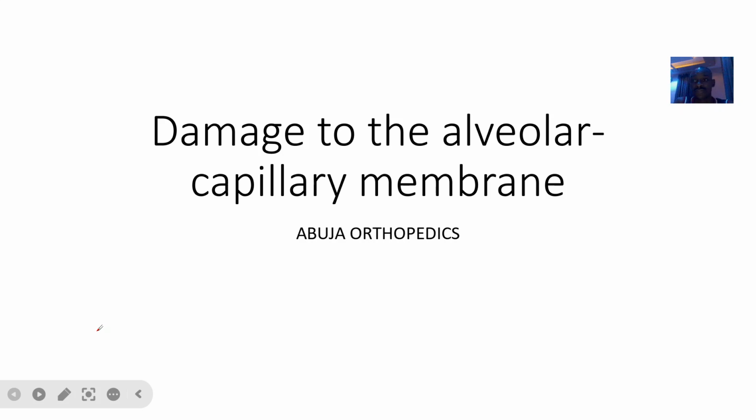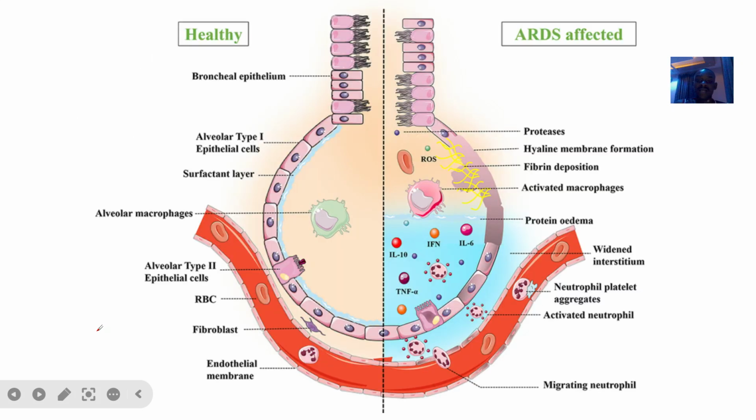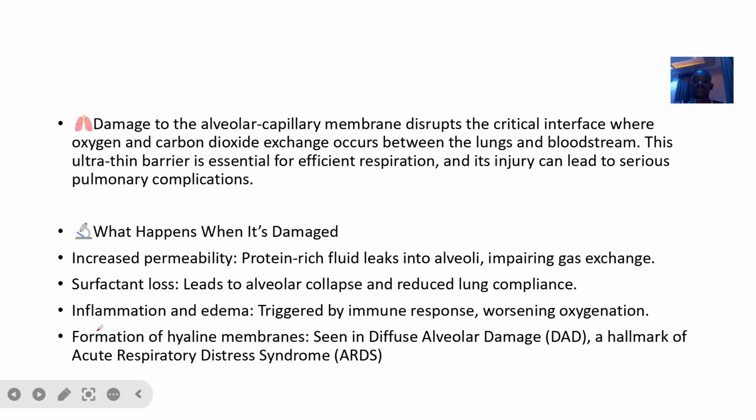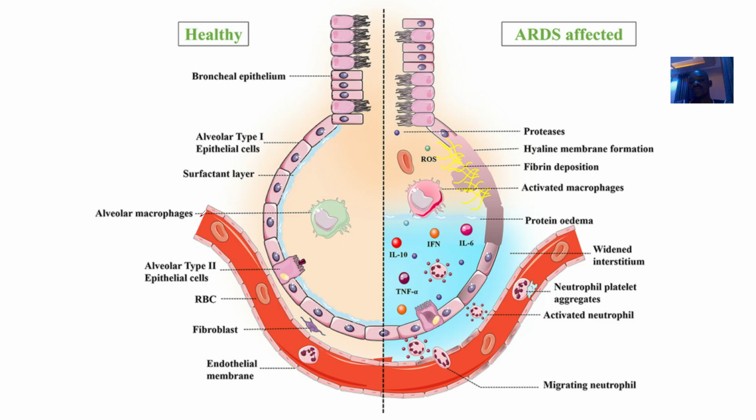Of course, when you know the functions, you know that if it is damaged, you have these types of issues coming up. So damage to the alveolar-capillary membrane disrupts the critical interface where oxygen and carbon dioxide are exchanged. You understand? Oxygen getting into the blood, carbon dioxide being pulled out of the blood, going into the lungs, then being released into the atmosphere. So this is what a healthy one should look like.